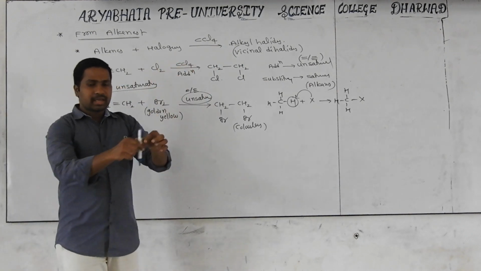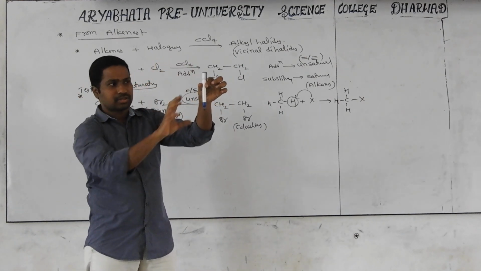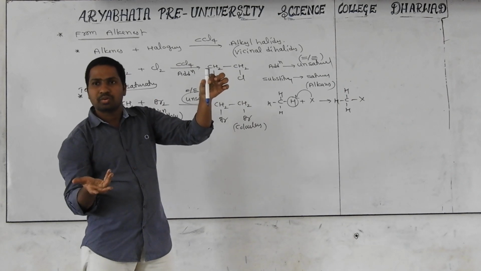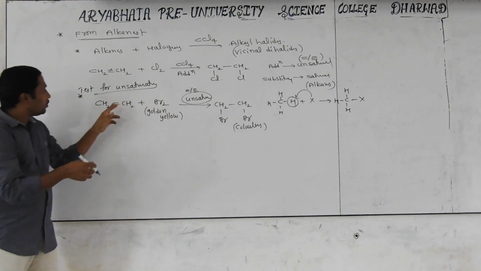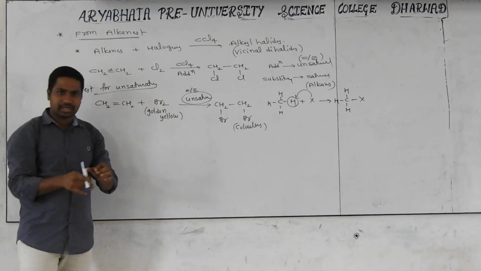Now, you take one organic compound, and to that you add golden yellow colour bromine. Still the golden yellow colour remains. Means what? No reaction. No reaction means there is no double bond. No double bond is called saturated. That's the test for unsaturation.